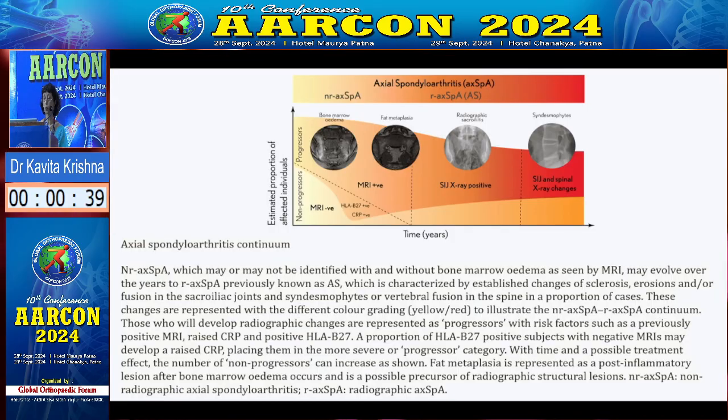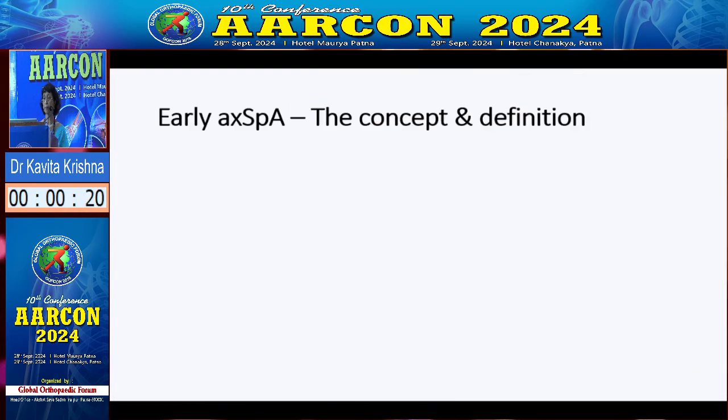This diagram shows clearly that in spite of all these definitions, it is a continuum. There is also a very small category who will be HLA-B27 positive with high CRP. They may not progress, and MRI also may not show anything, but they have all the clinical symptoms. So clinical correlation with all the imaging and lab investigations is important.